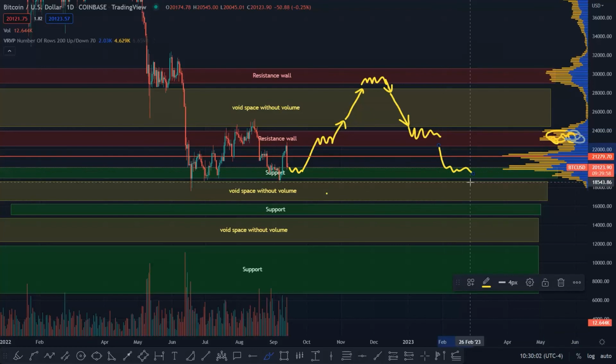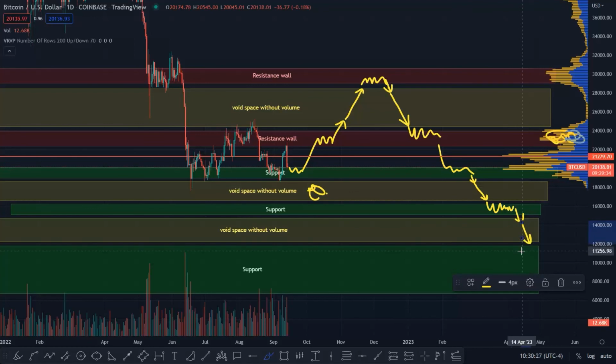imagine price is here currently. Okay. If we break this level here, which is one side of this void space, we had a void space here, yeah? We will go and test the other side of this void space, but again, we have a support here, yeah? You will see a little reaction here, but if we break one side of this void space, we will go and test the other side of this void space. And this will be another support for us, so you will see a reaction on this level.